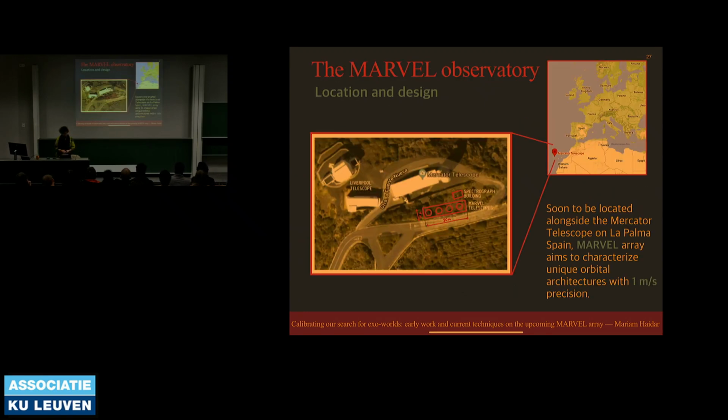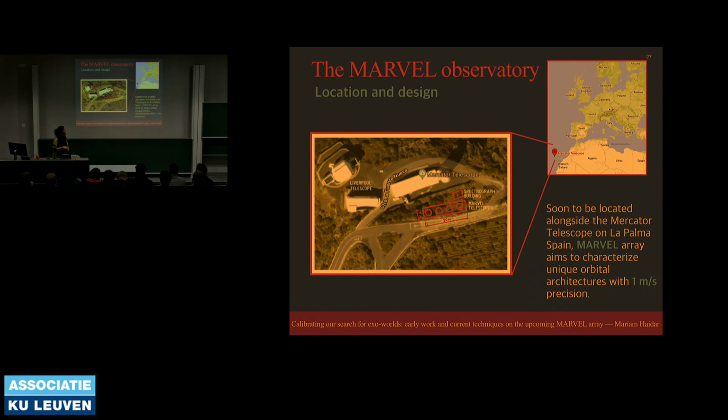Now I will introduce you to the Marvel Observatory. People may have not heard of it already, have we? Yeah, we have. It's going to be located near the Mercator telescope, and the Marvel array, one of its aims is to characterize unique orbital architectures with 1 meter per second precision. It's going to be located in the Canary Islands. If you have not already been to the Mercator telescope, it's here, and then it will be over here.